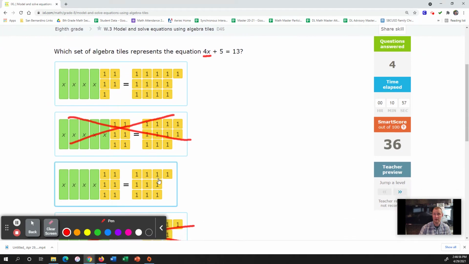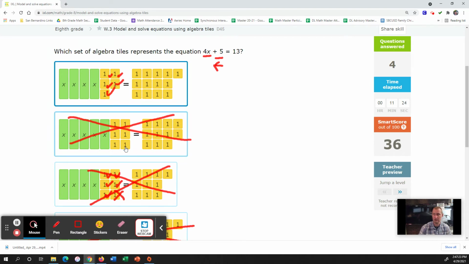So next up, we have looking for 5 tiles that are still on the left side. So notice the equal sign. So 5 is on the left side. So here we go. We got 1, 2, 3, 4, 5 tiles. That looks good. And the only other option was the third one. 1, 2, 3, 4, 5. Ooh, there's 6 tiles there. It's too many. So this leaves our choice to be the first choice, to be the correct choice.